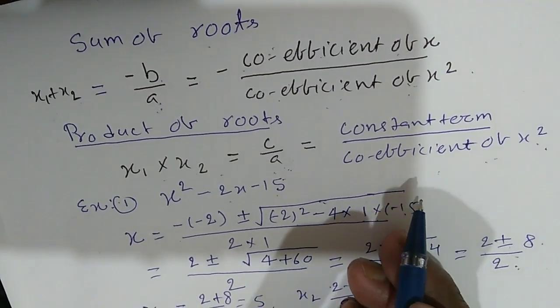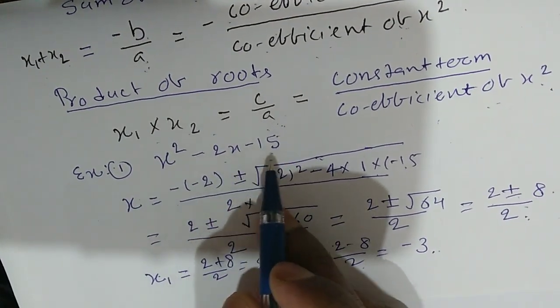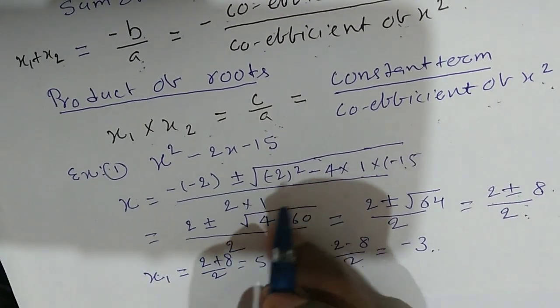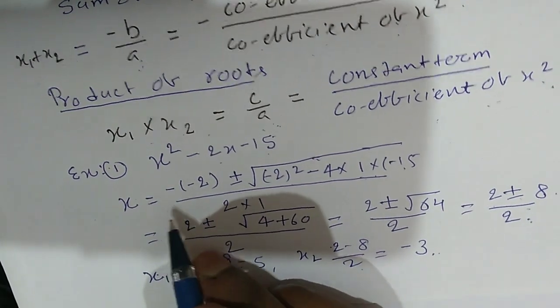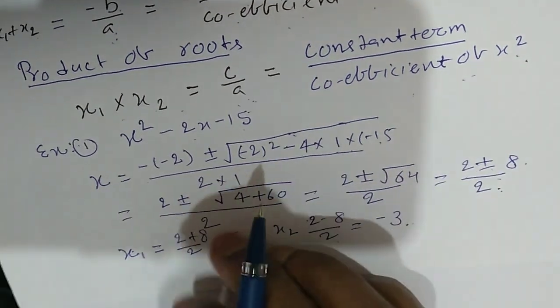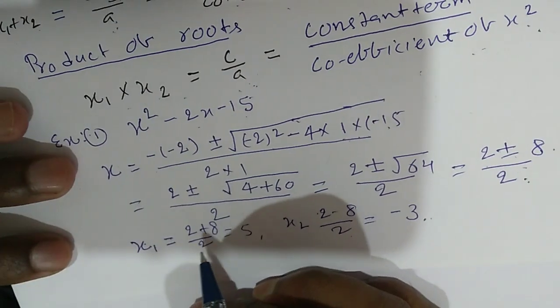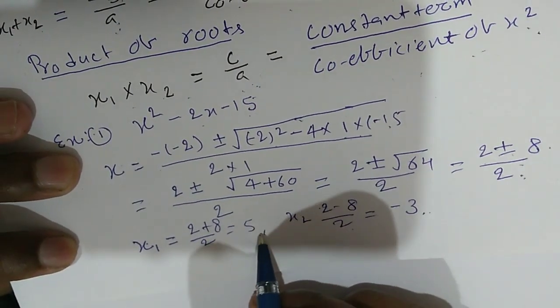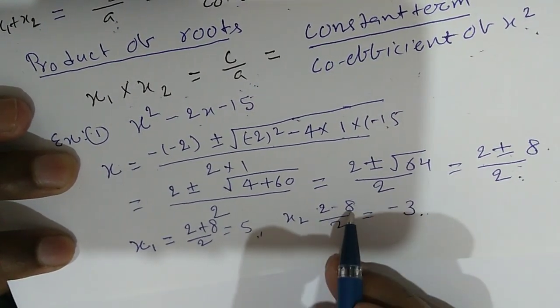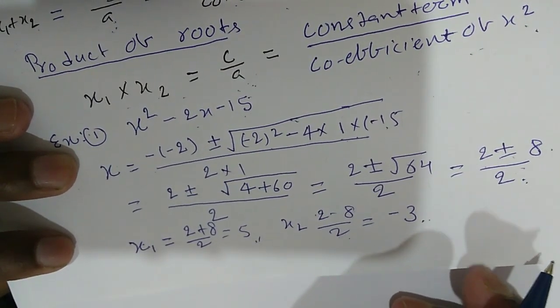Next I take an example: x square minus 2x minus 15. So after solving it, I got 2 plus minus 8 by 2. The first one is x1, 2 plus 8 by 2, I write here 5, and the other one is 2 minus 8 by 2, that is minus 3.